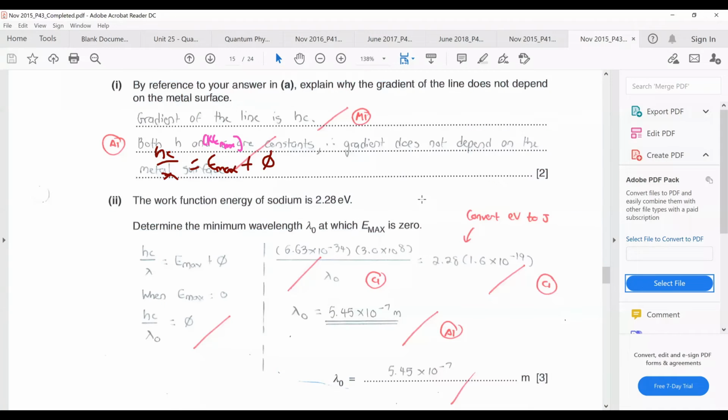Something is a bit wrong with this question. This one actually shouldn't be minimum. This one actually should be max, because you're talking about threshold wavelength. But for some reason they put it as minimum. I do not know why. When you talk about the wavelength at which Emax is 0, you know this is already talking about threshold wavelength.